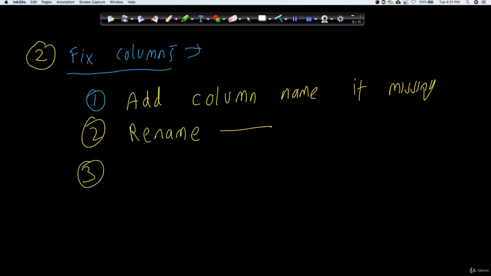Now let's go to the third one. Sometimes you may have some columns which you know are just junk data. It is a completely unnecessary column. So delete unnecessary column.